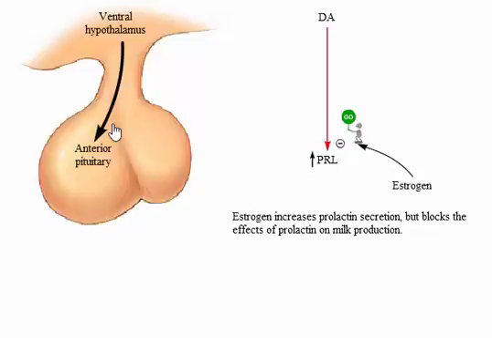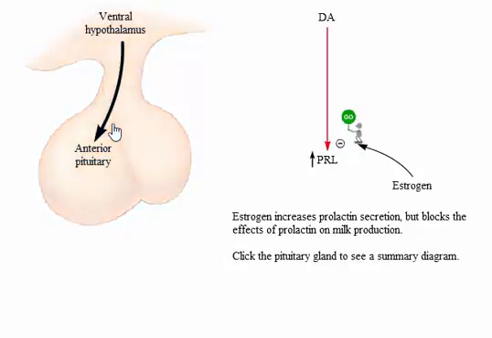For example, the high levels of estrogen during pregnancy cause large increases in circulating prolactin. Prolactin, estrogen, and other hormones promote growth of the breasts, but the high levels of estrogen inhibit milk production. Milk production begins after childbirth when estrogen levels drop due to the removal of the placenta. Click the pituitary gland to see a summary diagram.